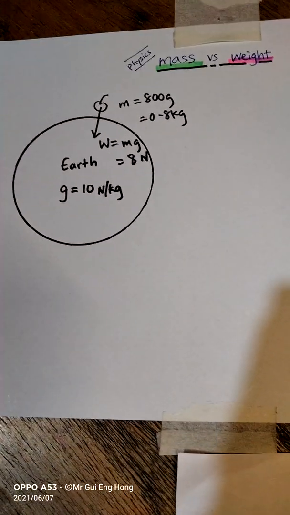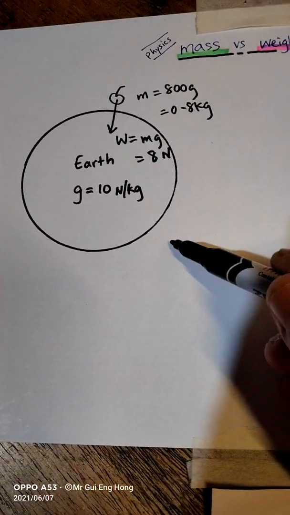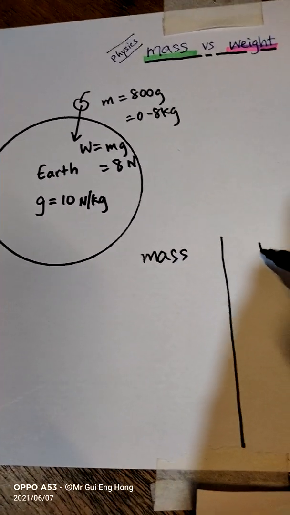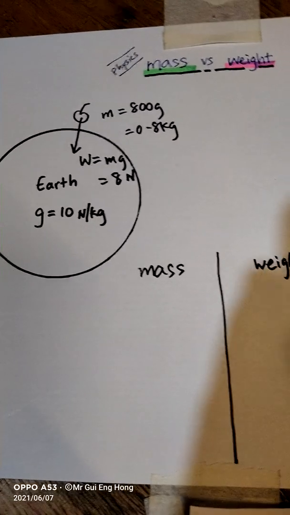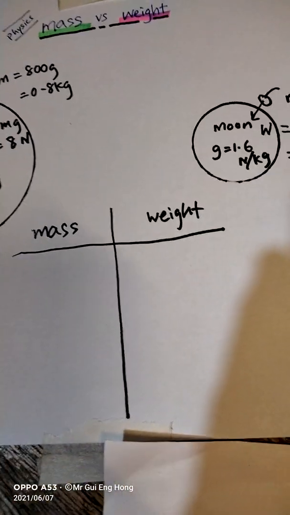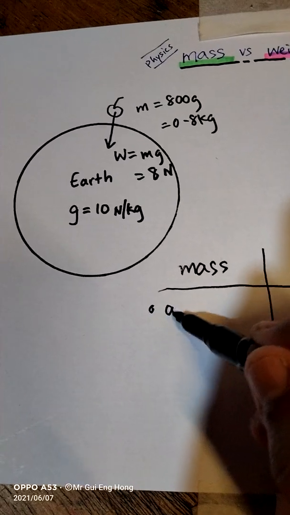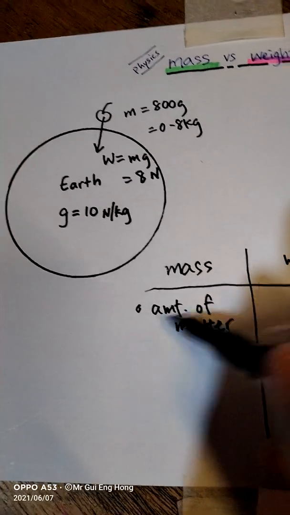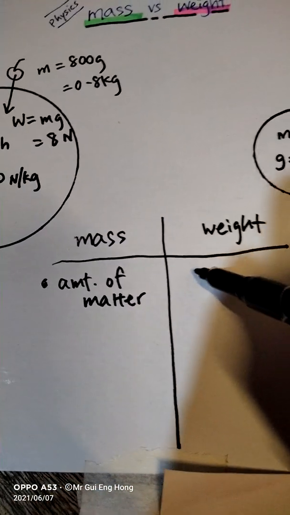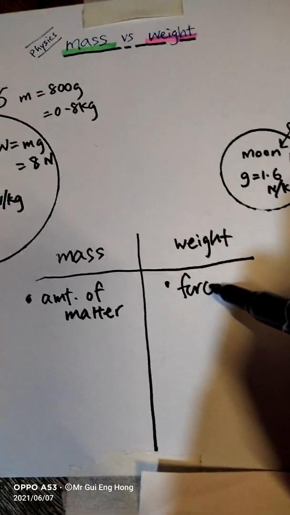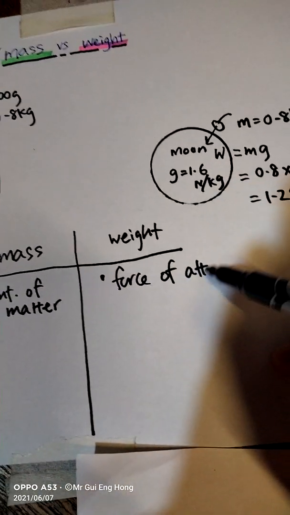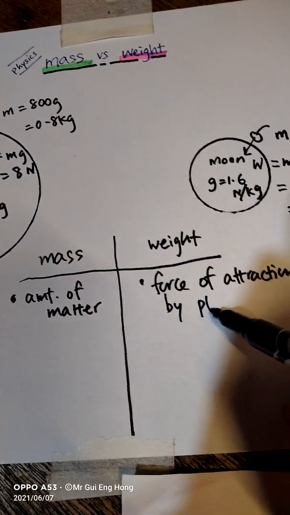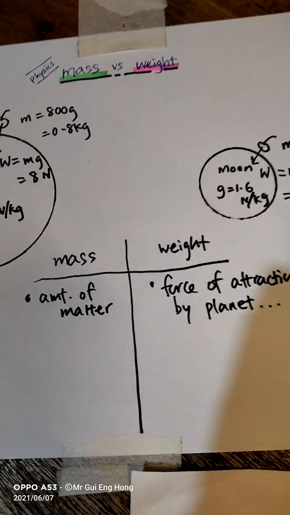Now what actually is mass? So if we tabulate and summarize the difference between mass and weight. Now mass is the amount of matter. However, weight is a force of attraction by the planet or the moon or any planet. Alright.